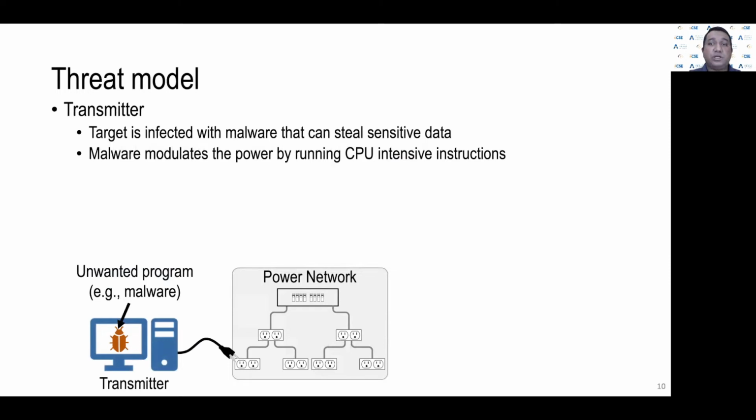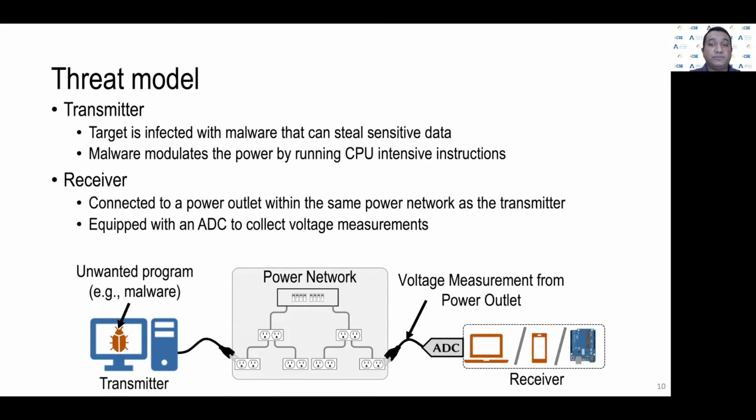Like all prior work focusing on data exfiltration from secure systems, in our threat model, we consider the transmitter is infected with malware that can gather and steal sensitive data. We also consider the malware can modulate the power consumption of the computer by running CPU-intensive workload. However, we do not consider any special execution privilege for the malware.